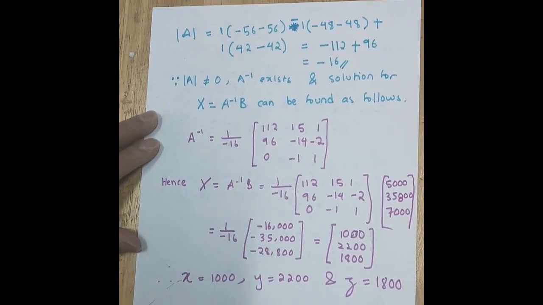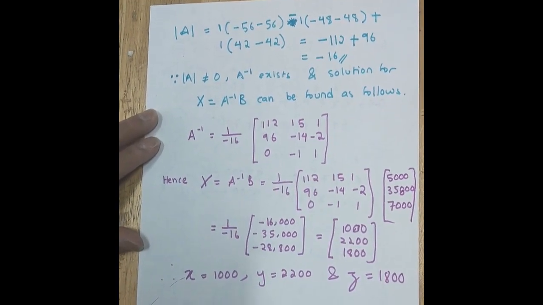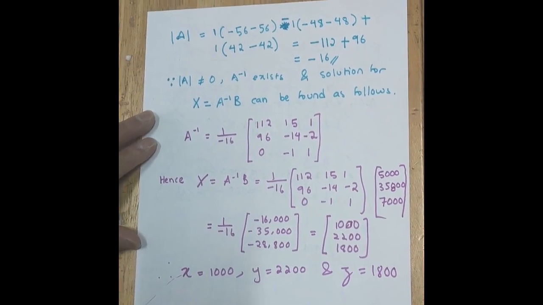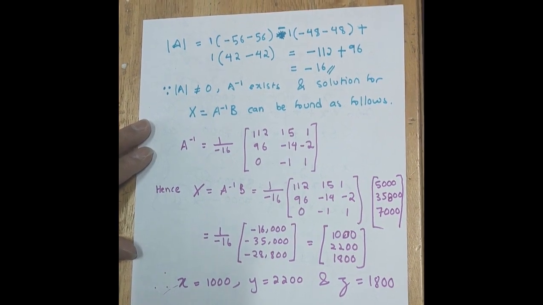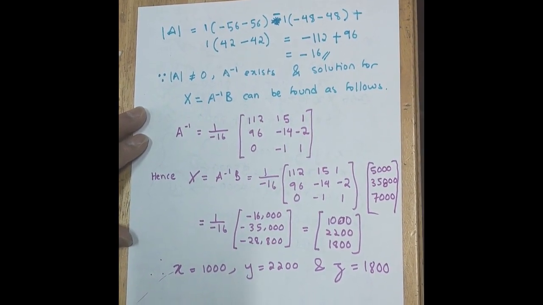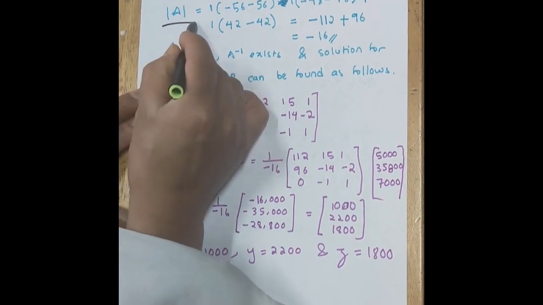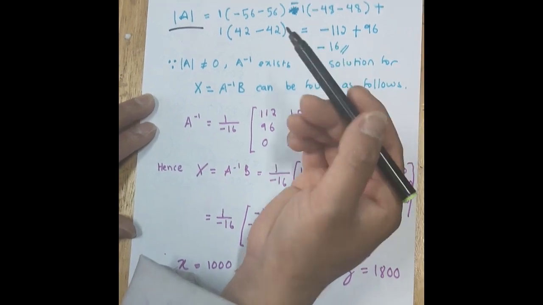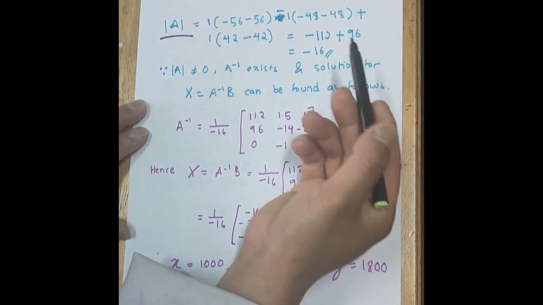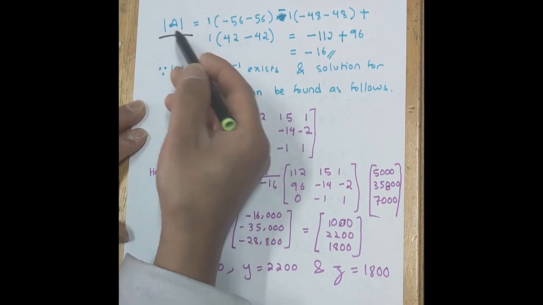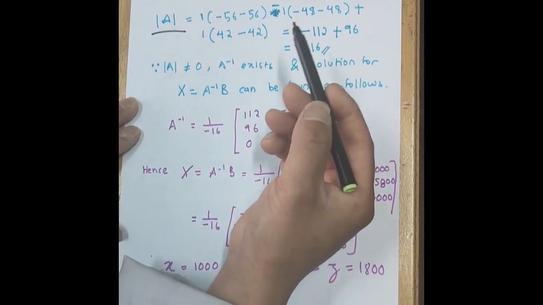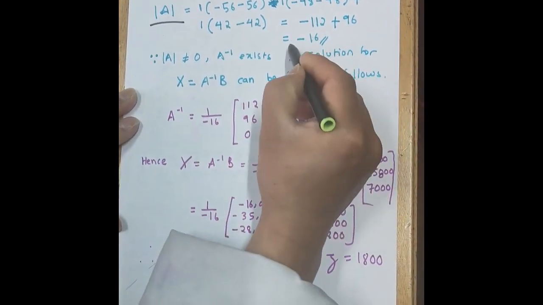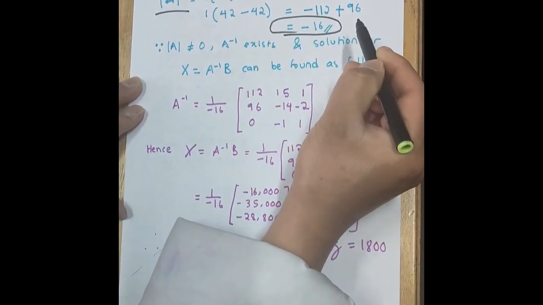So once you have the system of linear equations in the form of matrices, our next step is to find the determinant of A, or the determinant of the coefficient matrix A. Since we are trying to solve this system using the matrix inverse method, first you have to check the determinant of our coefficient matrix A. When you solve the determinant of the matrix A, we found that it is equal to negative 16.